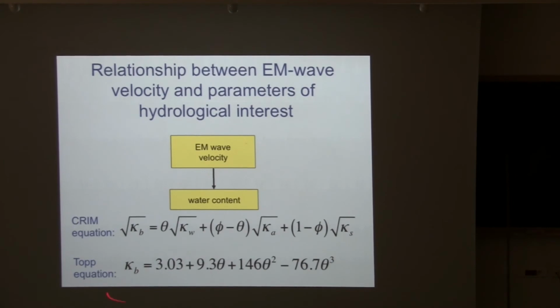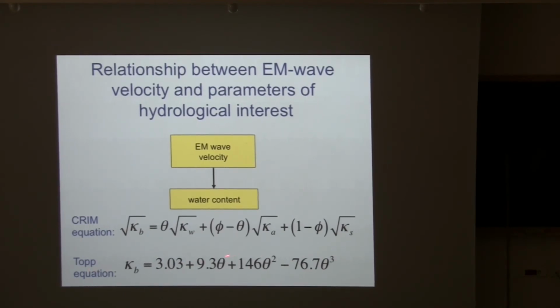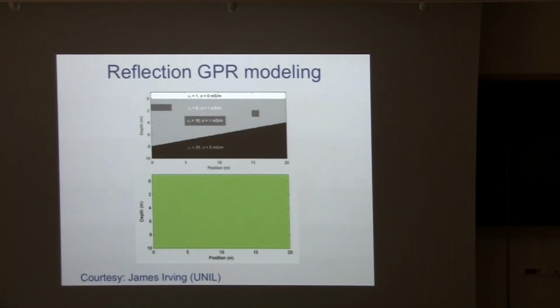So if you work in an agricultural setting and you want to say something about the water content, you use the Topp equation. I think it's the most cited paper in water resources research. It's a very predictive relation. It's not perfect, and there are more advanced models, but basically this is one of the main attractions with GPR.